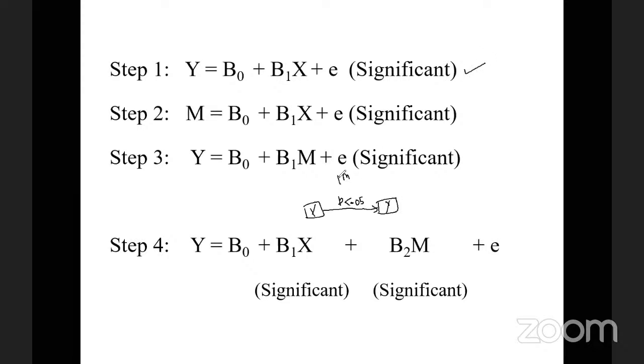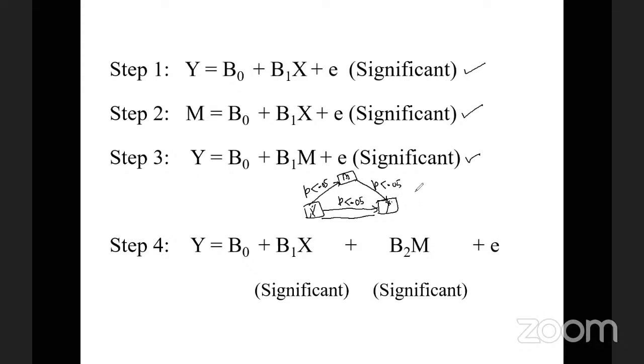Second, the relationship between x and the mediator m should be significant. So we can check, it is significant. Third step, the relationship between the mediator and y should be significant. So it is significant. Okay. Individually, we have applied simple regression analysis: one for y and x, in the second case x and m, and in the third case m and y.